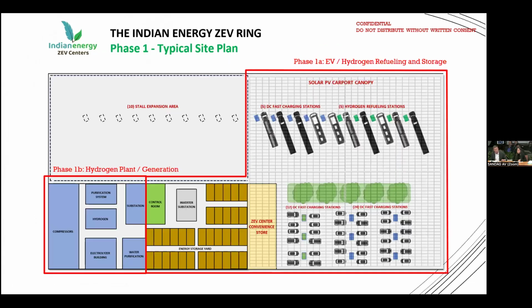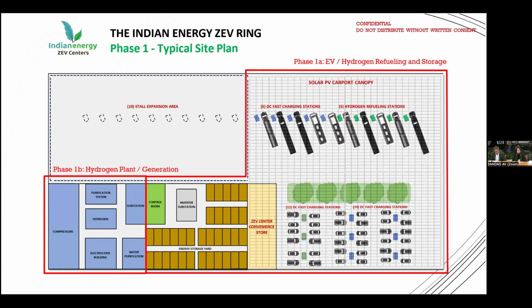This is a typical layout of the ZEV ring, which the red line on the right is proposing phase one, which is really a focus on the hydrogen refueling and storage with 5 DC fast charger stations and 5 hydrogen refueling stations, along with light duty options as well. 24-hour, 7-day-a-week operations to be able to meet the needs of the transport industry.